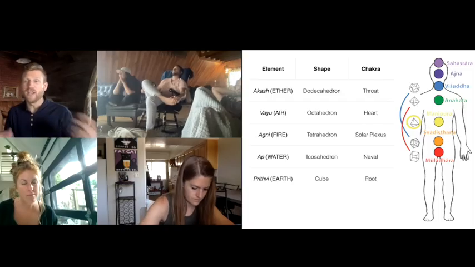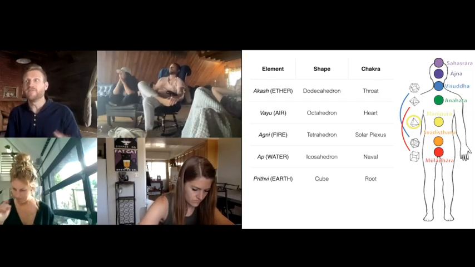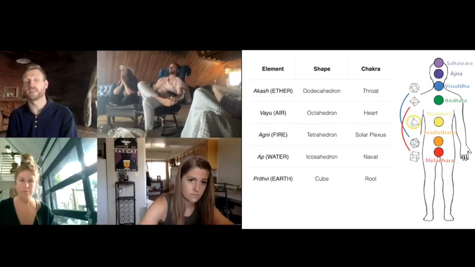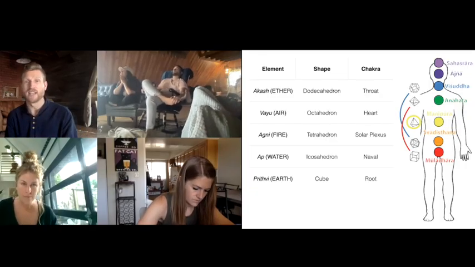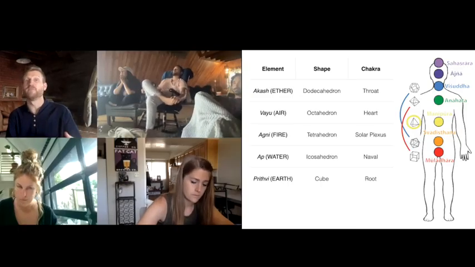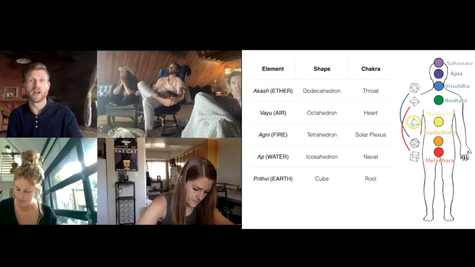And so Plato was a clever guy. He figured out that maybe there's a correlation between these things, and these are the correlates that he gave. And so here's then my diagram associating them with chakras, just through elemental association.